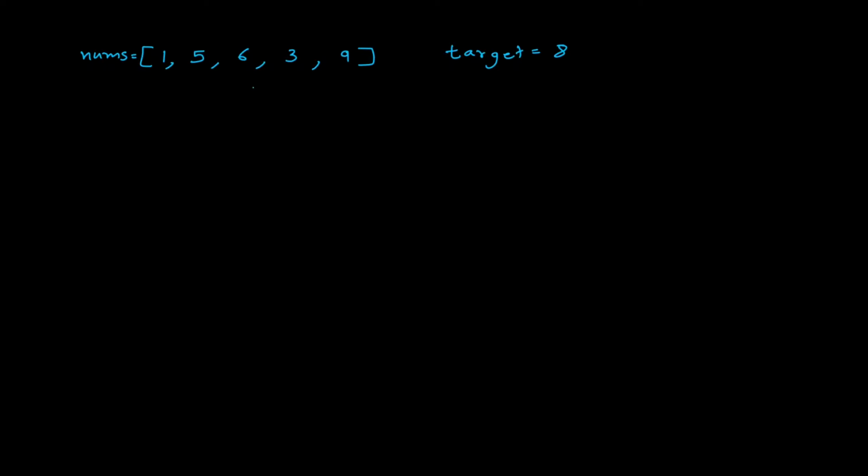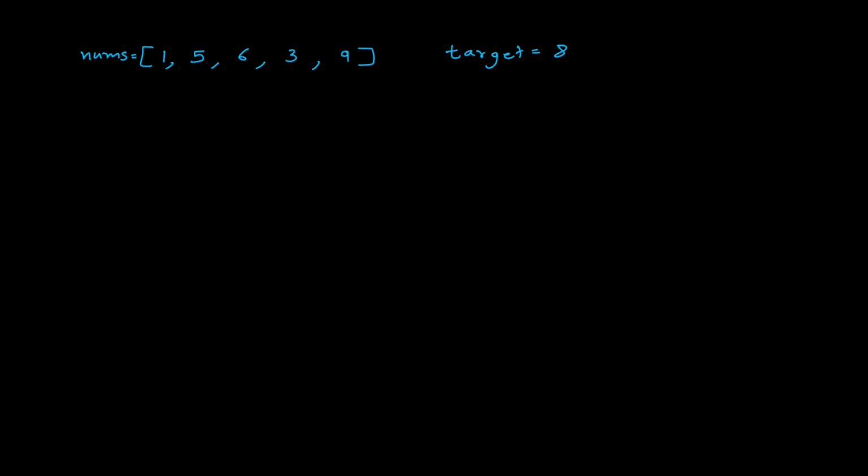So in this problem, what we have to do is find two numbers that add up to the target. Here we can see that 5 plus 3 equals 8, which is the target. So we have to return the indexes of these numbers.